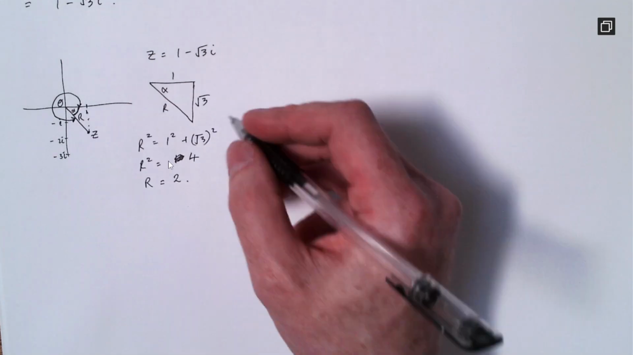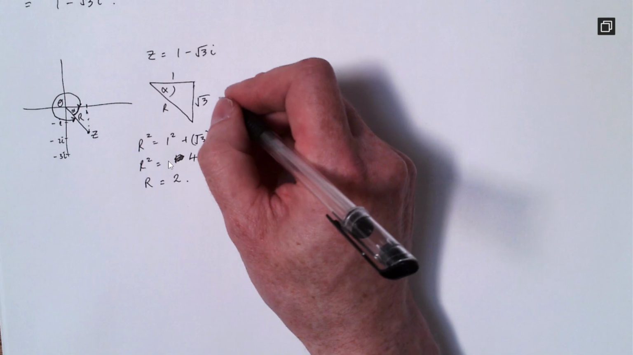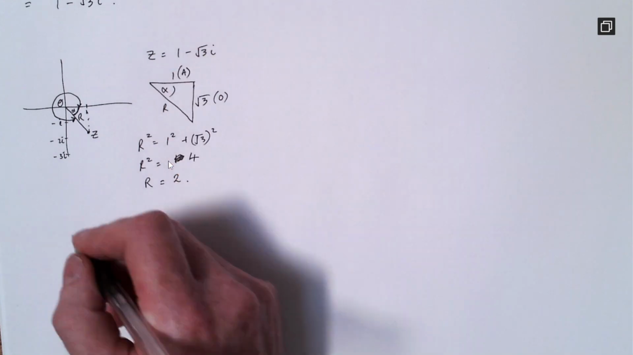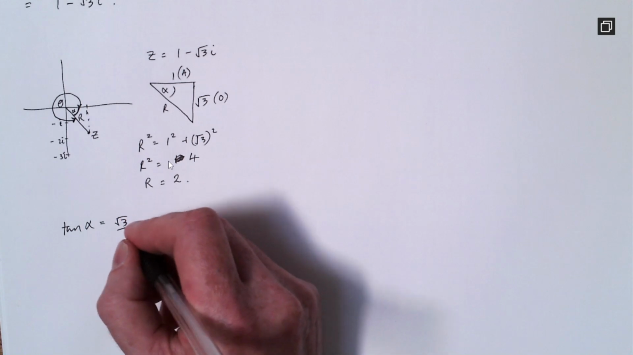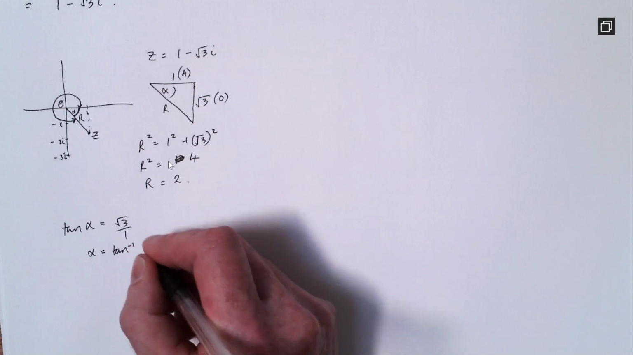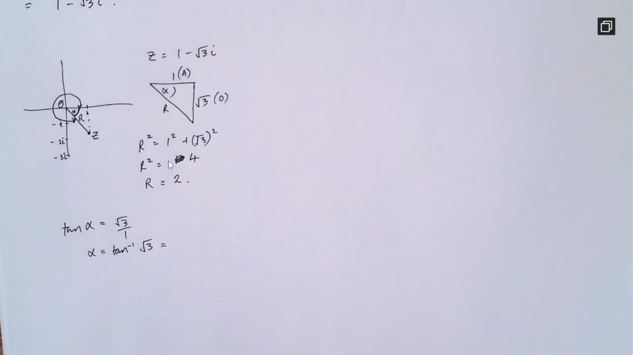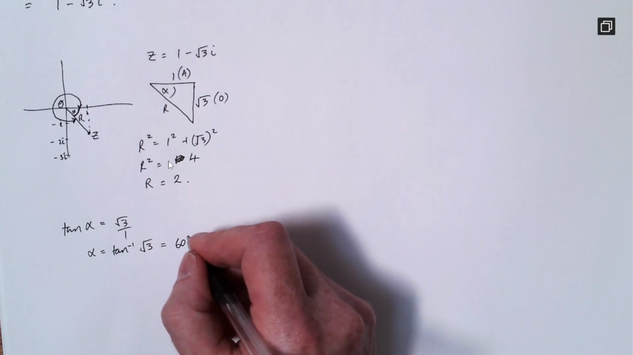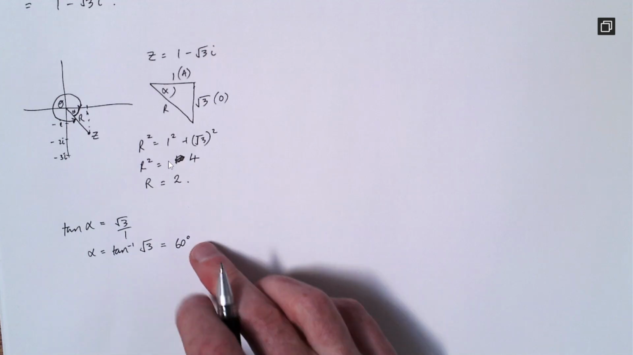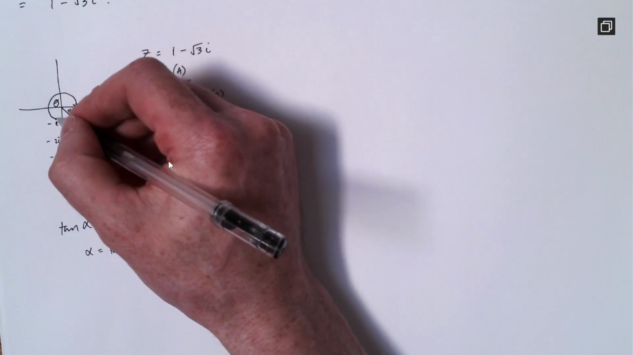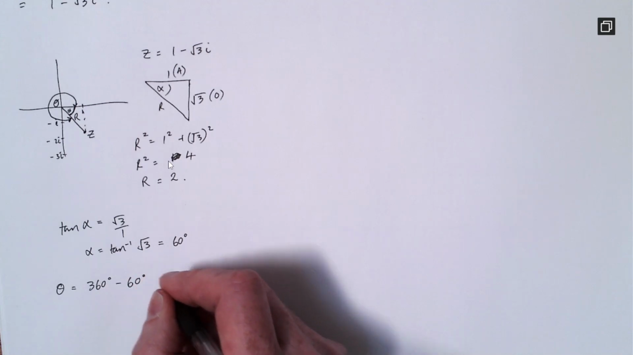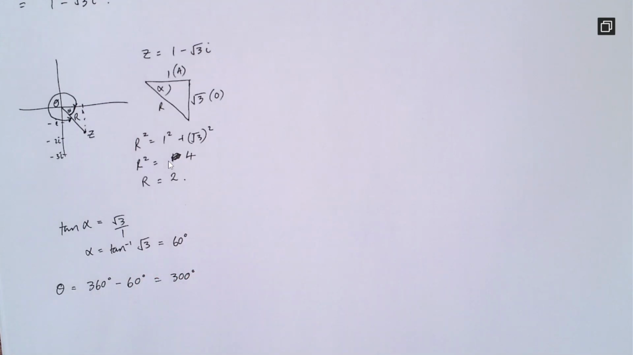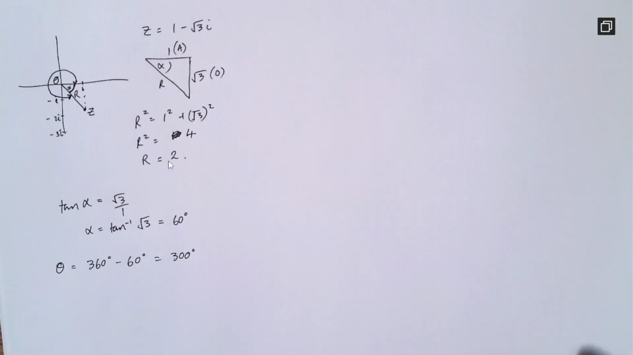For the angle, we have the hypotenuse, the opposite and the adjacent. So tan alpha equals square root 3 over 1, so alpha equals tan inverse of square root 3, which is 60 degrees. Now, since the point is in the fourth quadrant, theta equals 360 degrees minus 60 degrees, which is 300 degrees, or in radians, 5 pi over 6.